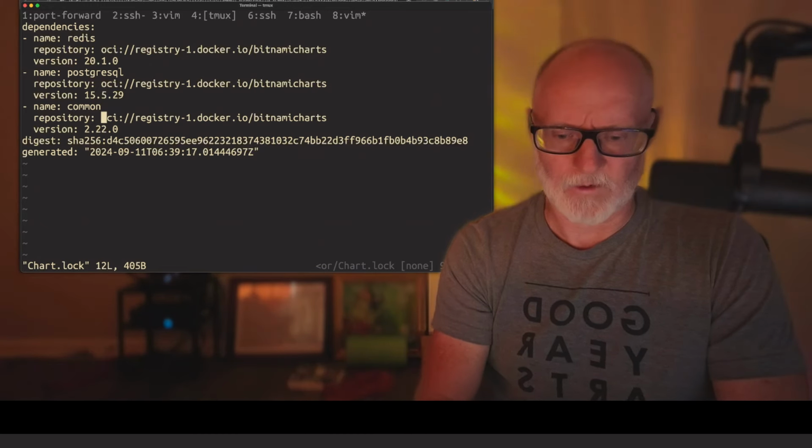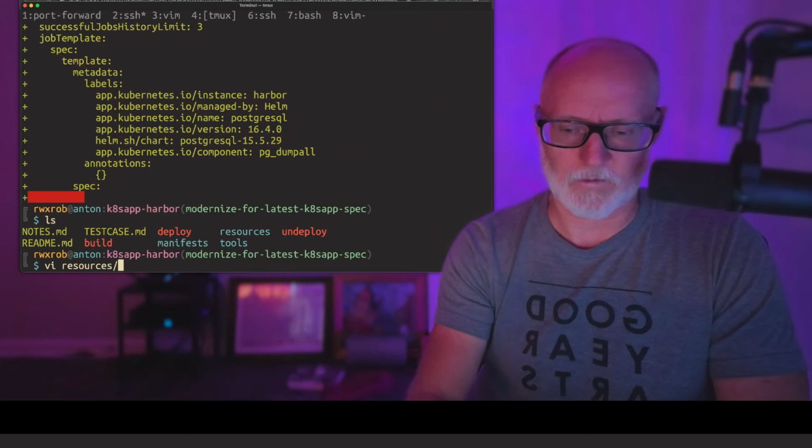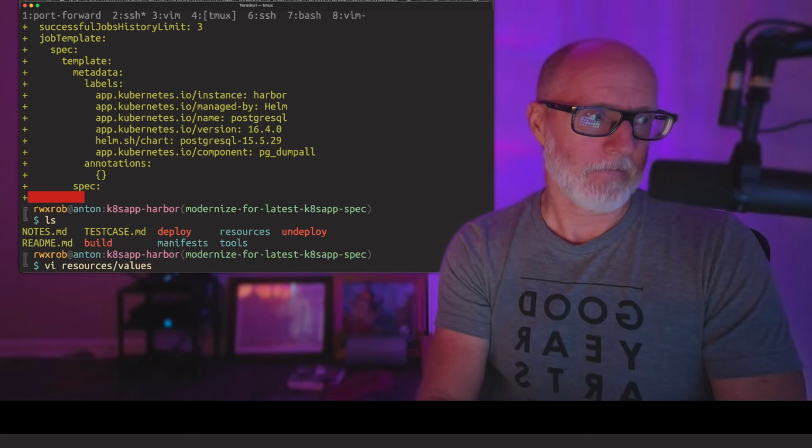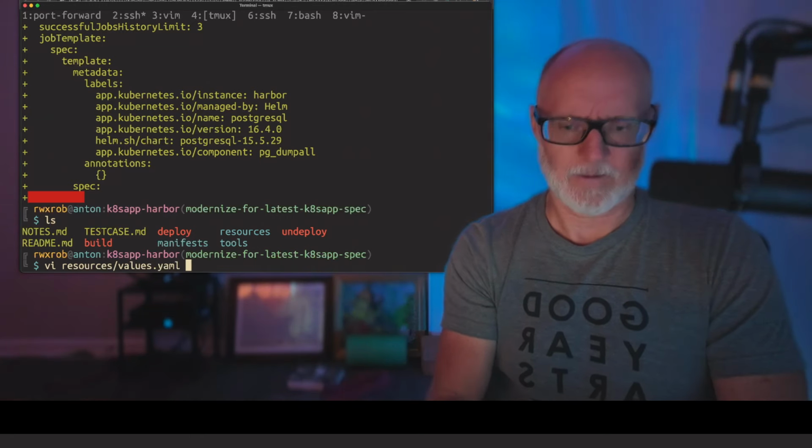So if you go back, you can look here now at the resource file for the values, and using macOS. Hell yeah, I'm using macOS. Why would I not?